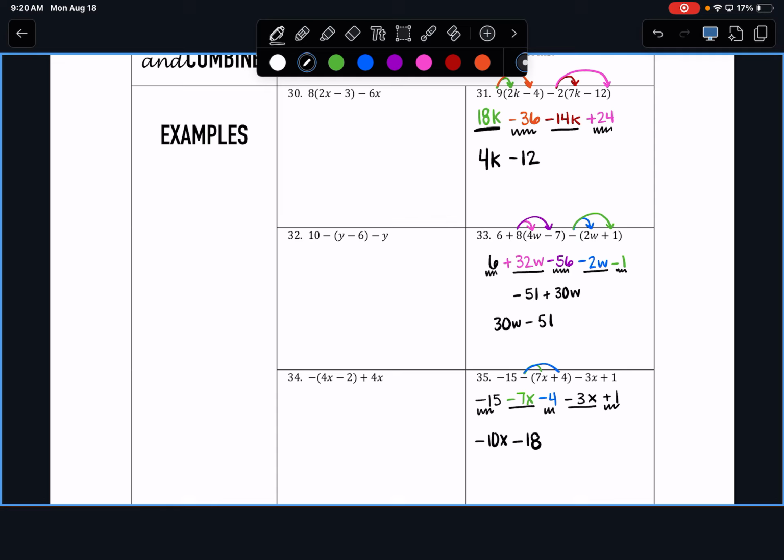You could do it in the negative. A negative plus a positive, what is that? You have negative 4x plus 4x. You're adding. What is negative 4 plus 4?